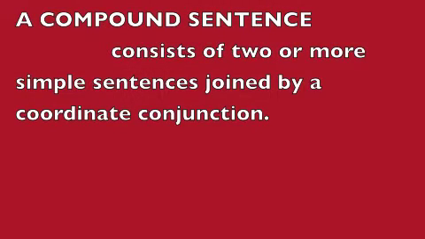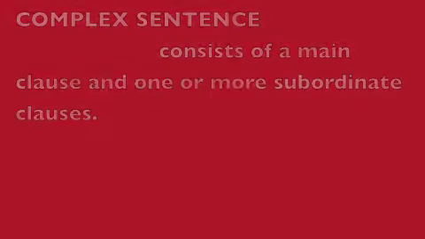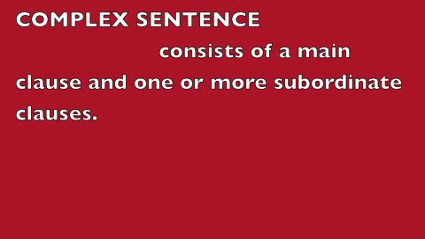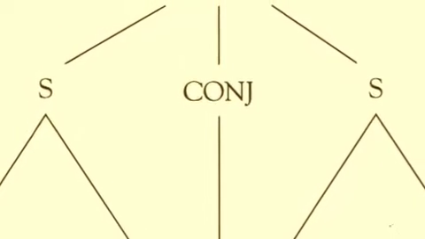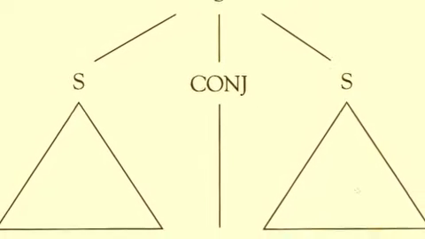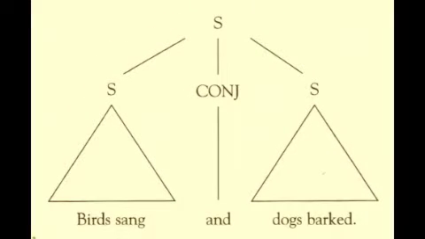A compound sentence consists of two or more simple sentences joined by a coordinate conjunction. A complex sentence consists of a main clause and one or more subordinate clauses. Here is a tree diagram of a compound sentence. Note the coordinate conjunction is the word and. Other conjunctions can be the words or, but, and even when.